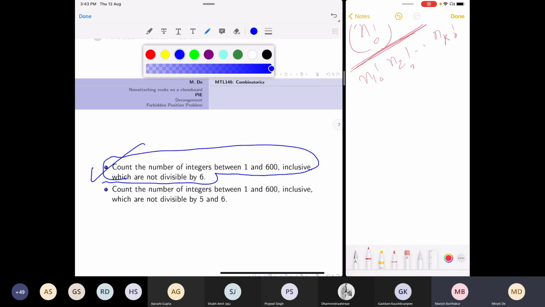600 minus the number of numbers divisible by 6. Right. So how many numbers are divisible by 6? 600 by 6, right? That many numbers are divisible by 6. Now you just need to subtract it. You need to use the subtraction rule. Then you will get it. Am I right? This is straightforward, right?